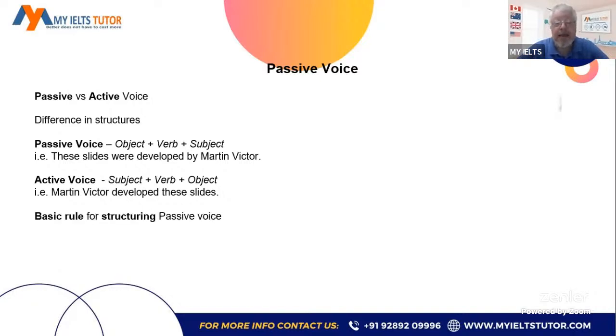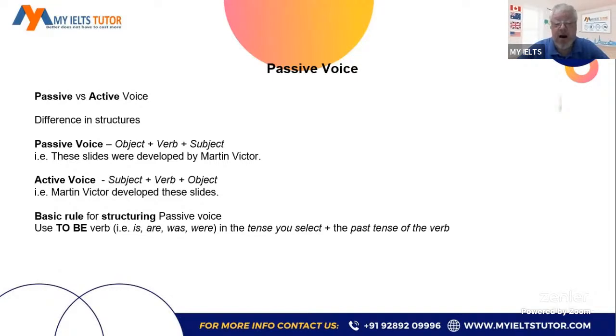Now, the basic rule for structuring passive voice is this. We want to use the to be verb. In this case, we're either going to use is, are, was, or were, depending on the pronoun that we use or who used it, in the tense you select, and then plus the past participle of the verb. So if you're talking about the past tense, you want to use was or were, depending on whether it's singular or plural.